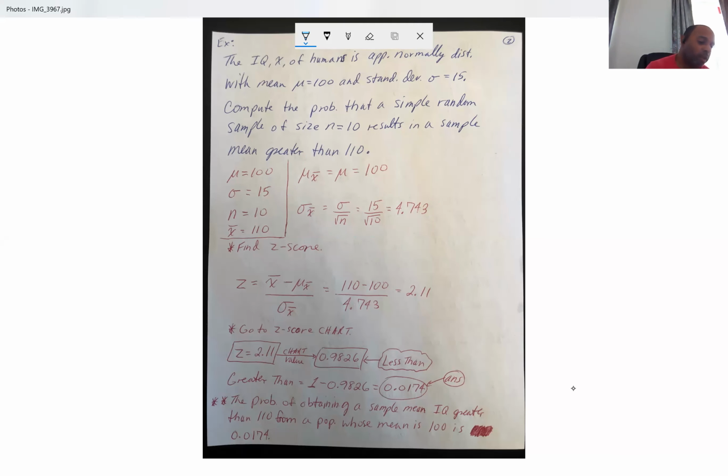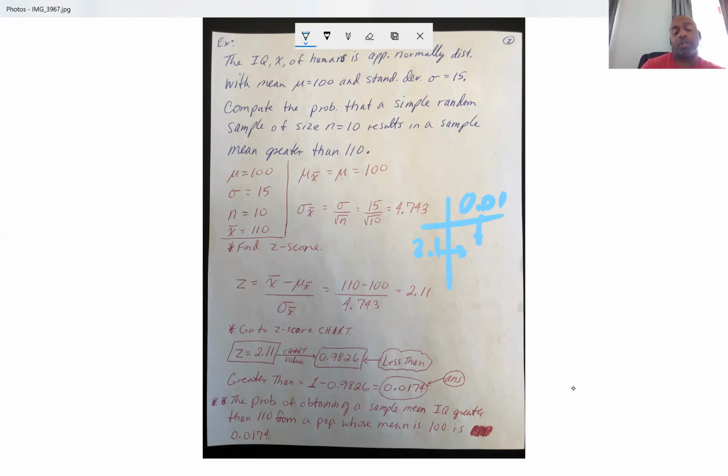Everybody all right? So don't forget, whenever you calculate your z-scores, you round to 2 decimal places. That's why we have 2.11. Once you have your z-score, we go to the chart and we get 0.9826. We talked about last class how to read the chart. Remember, you have 2.1 here and then 0.01 here, and where they meet in the chart will be the chart value.